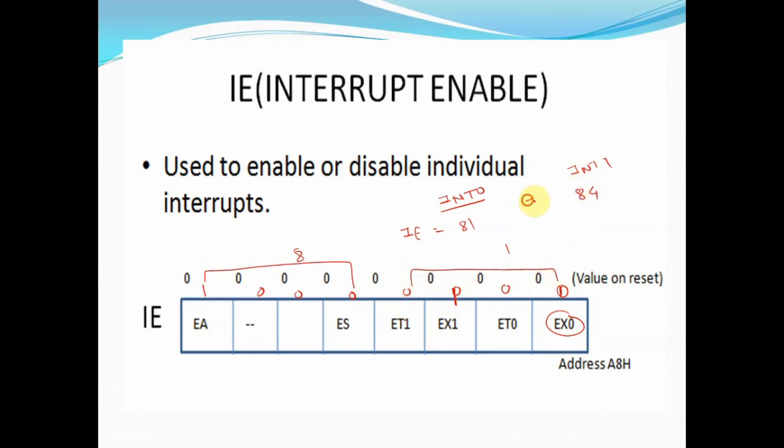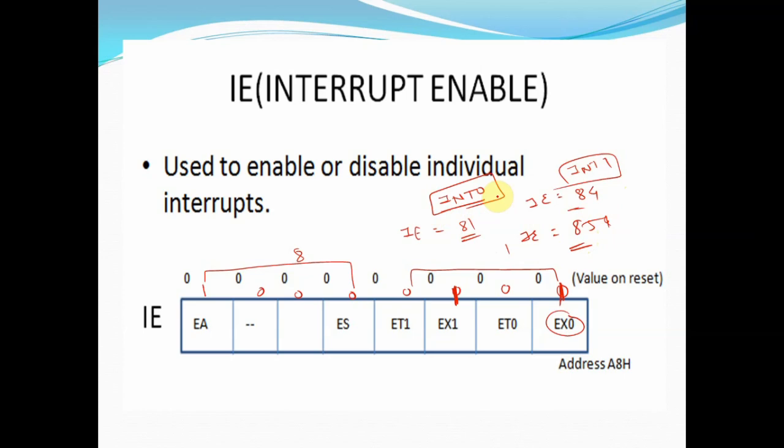So you have to load the value 84 in IE. And suppose you want to enable both the external hardware interrupts, that is EX0 as well as EX1, then make both these bits 1 1. In that case you have to load the value as IE is equal to 8 and 0101 is 5, so 85. So remember that you have to load these values depending upon which interrupt you want to enable.